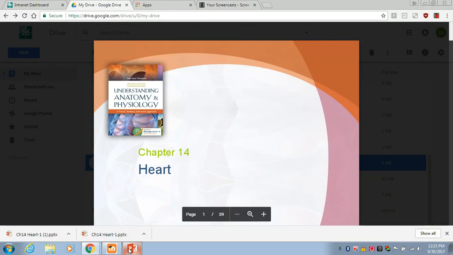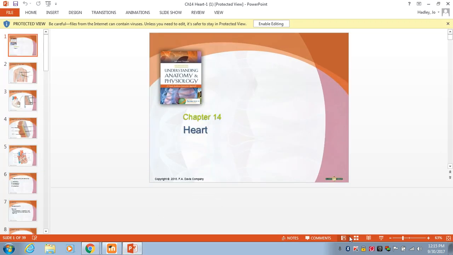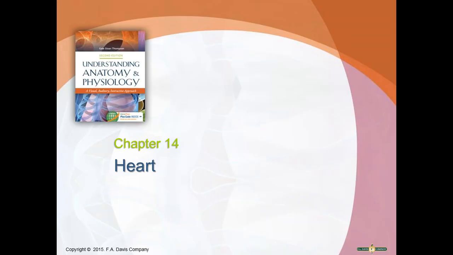Hello, we're going to begin with chapter 14, the heart. Let's look at the objectives that we want to concentrate on for this section. If you're looking at the syllabus, this portion starts with objective 6, discuss the location and membranes of the heart. 7, identify the structures of the heart and describe the function of each. 8, describe the vasculature of the heart and its importance in heart disease.